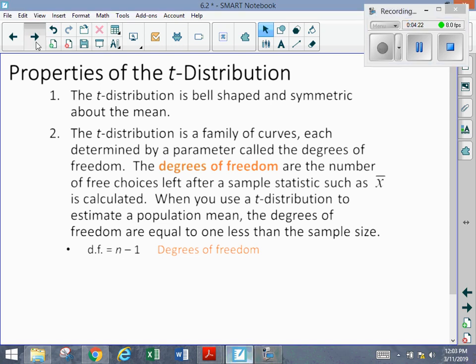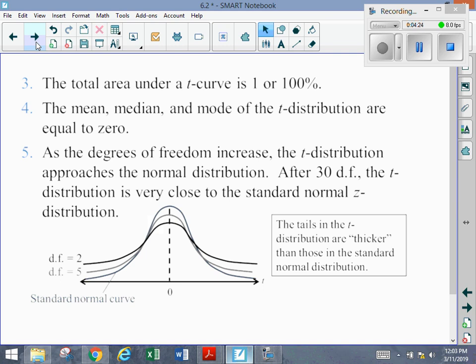And the next slide is just a little more describing what I was saying. The total area is equal to 1, I said that. I said number 4. And then 5 is an illustration of what's going on. As your degrees of freedom get smaller, the tails get thicker.